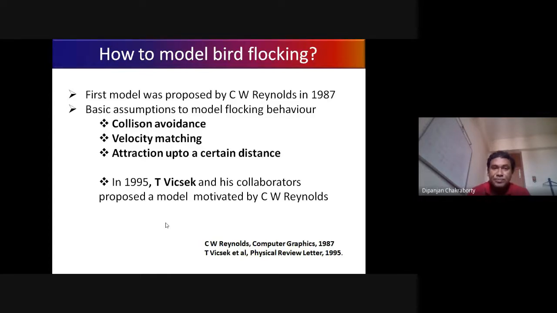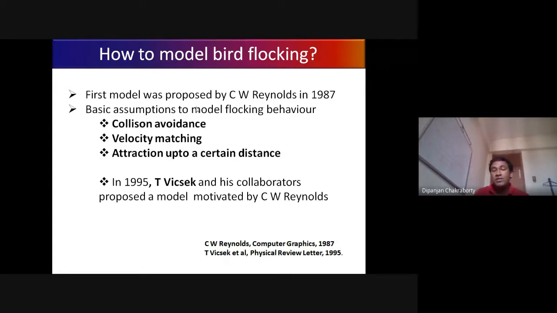If we look at bird flocking, the first model was proposed by C.W. Reynolds in 1987. Basically he was trying to model computer graphics. The basic assumption he took is first the collision avoidance. When the birds are flying in the sky, they will not collide with each other, so there must be some collision avoidance interaction between them. And even when they are moving and coordinating with each other, because they are forming a self-organized and coordinated pattern, the velocity matching should be there.